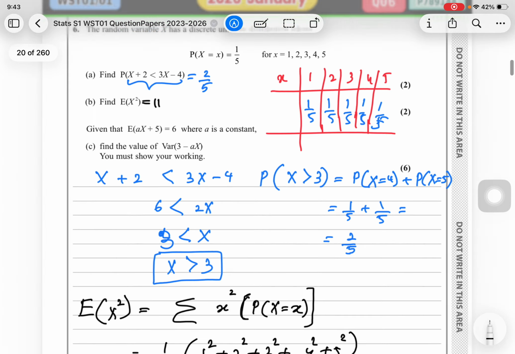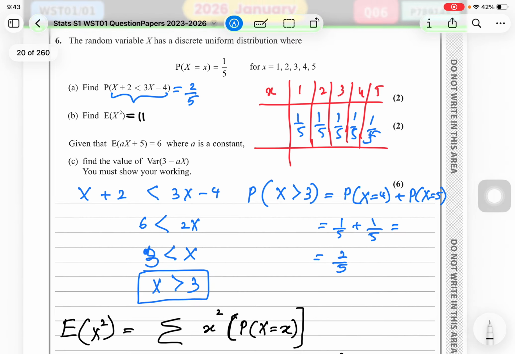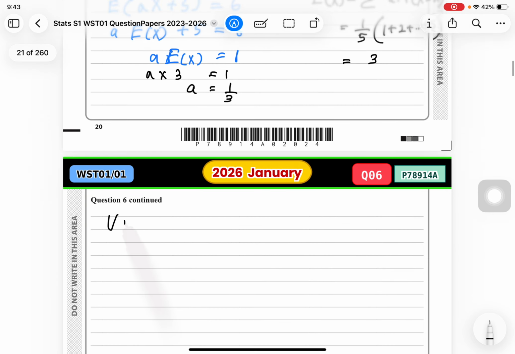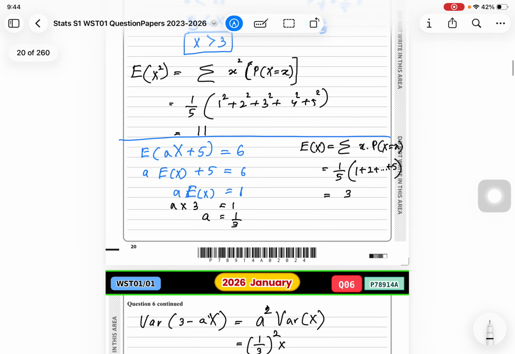Okay, a value is found. Now they are asking us to find the value of the variance of 3 minus aX. First of all, let's write the expansion of it. If you really check, the individual constant doesn't come in the final answer. What comes is the coefficient of that x, so a squared and the variance of x. So the plus 3 doesn't come. As we know, it's 1 over 3 squared times the variance, which we don't know yet. But variance can be calculated because we already know the E(X squared) and the other one.